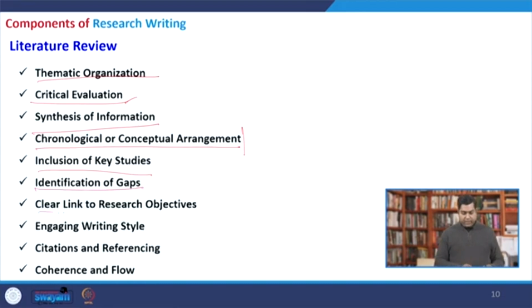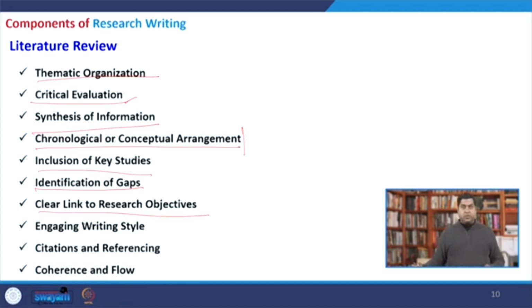Identification of the gap: already I have mentioned that through the literature you identify the gap. That is why in many cases people add a certain portion of the literature in the introduction section, and some put it in the methodology section, rather than a separate literature review section. So it depends on the journal.